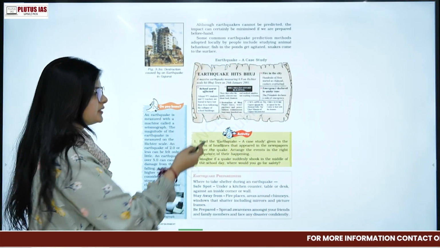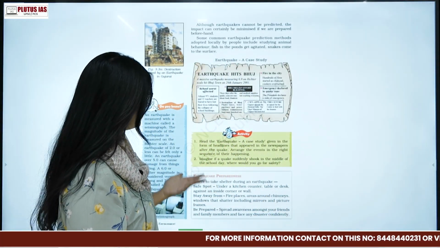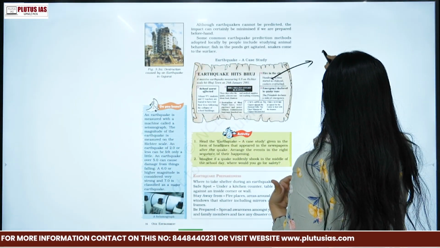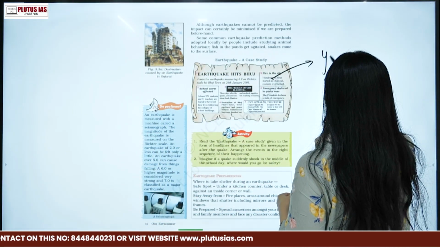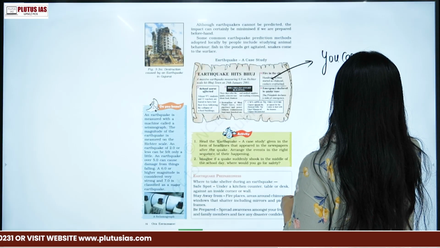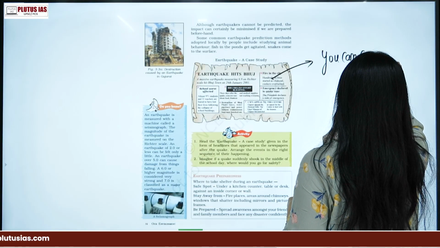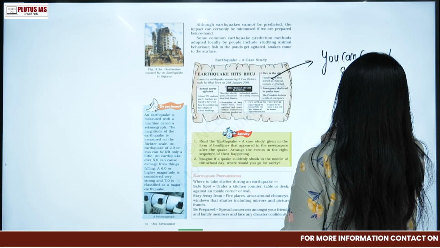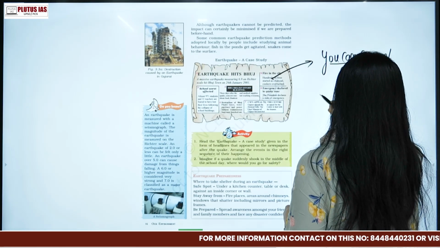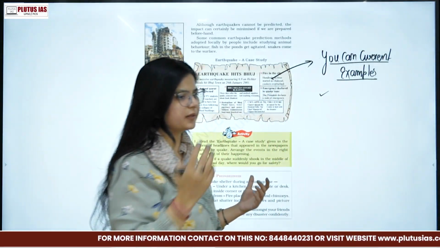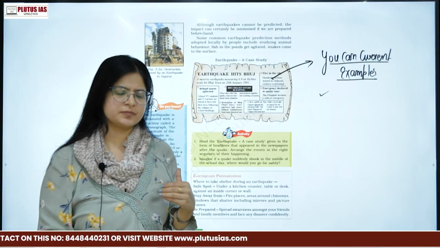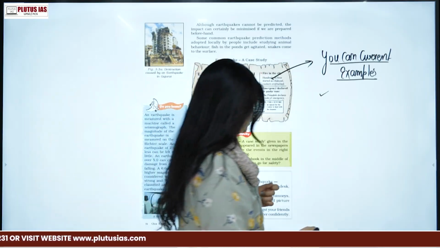Alright, so these are some of the examples which have been given from previous events. You can also understand the current examples. Current examples means current events related to earthquakes, where they have happened. You can study those areas. Why? Because current news becomes more important with respect to your UPSC syllabus.